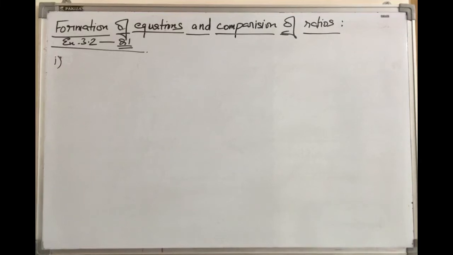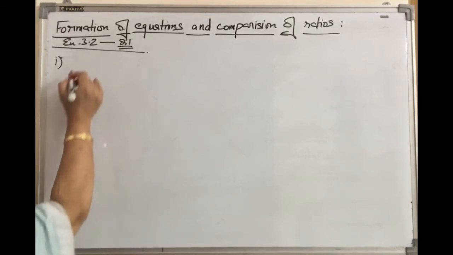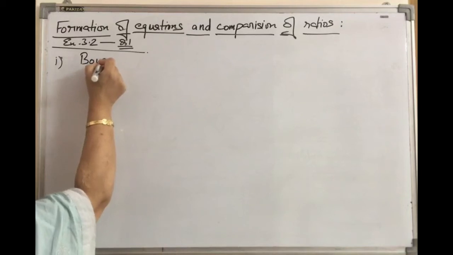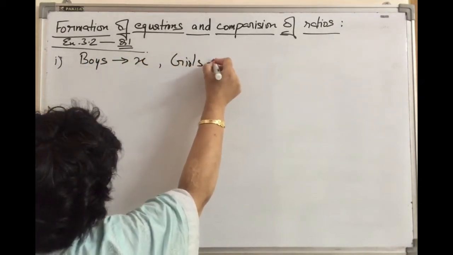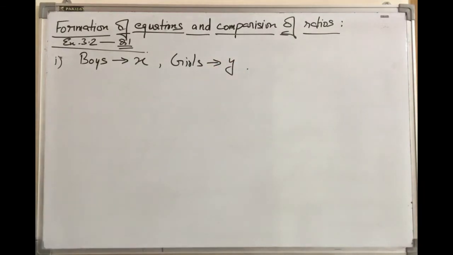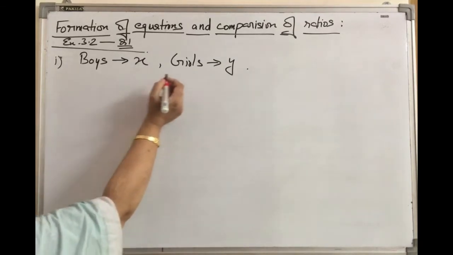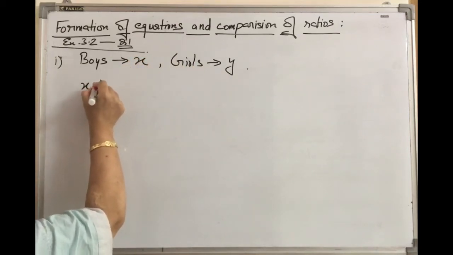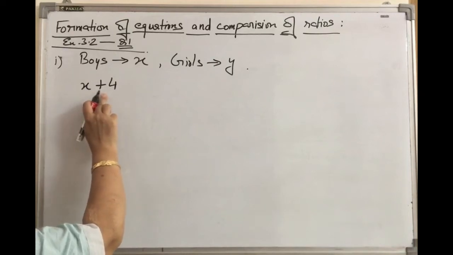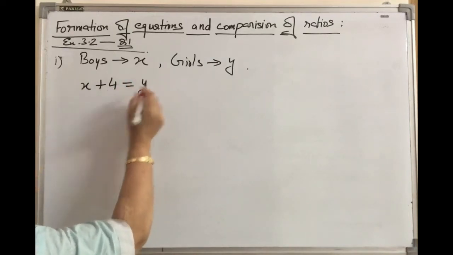10 students of class 10th took part in a mathematics quiz. The number of girls is 4 more than the number of boys. So let the number of boys be x and the number of girls be y. So we have designated their numbers as x and y. Now the number of girls is 4 more than the number of boys, so that means x plus 4, the number of boys plus 4 more, is equal to the number of girls.